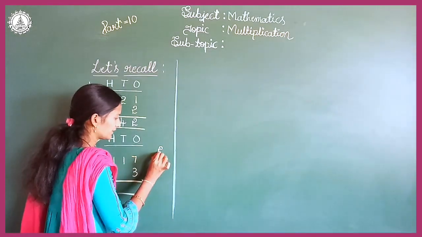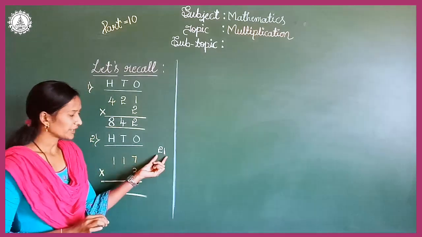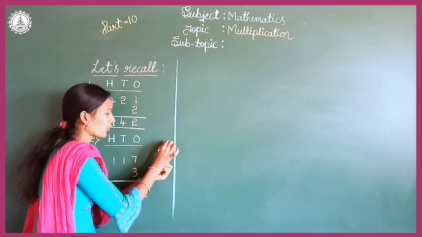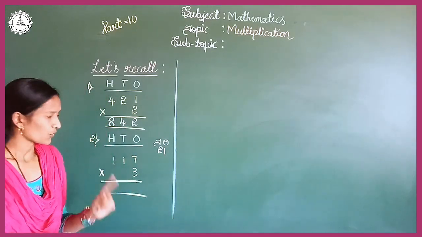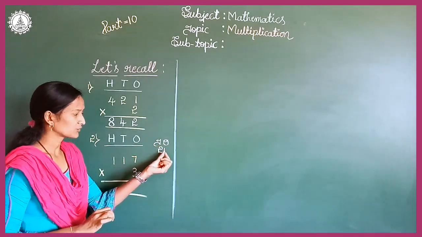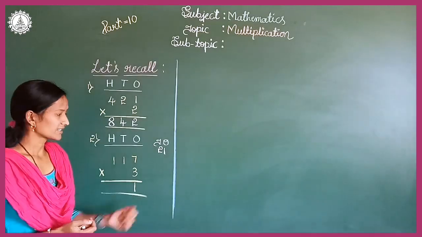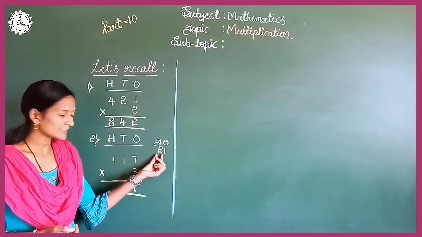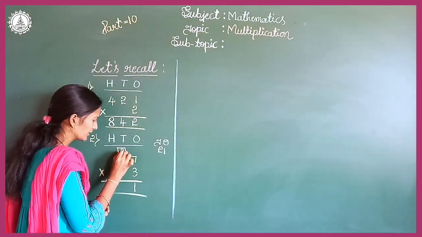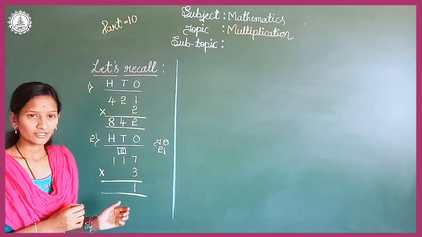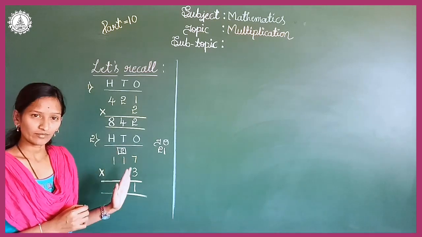So this 21 is a 2-digit number, right? But in this 21, this 1 is in the place of ones and 2 is in the place of tens, right? So now I am writing this 1 in the ones column. And next carry over this 2 tens to the tens column. So I am writing this 2 in a separate box, right? So now we finish ones. Next I am moving to the tens column.